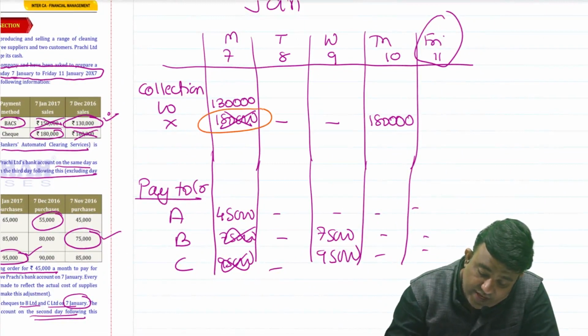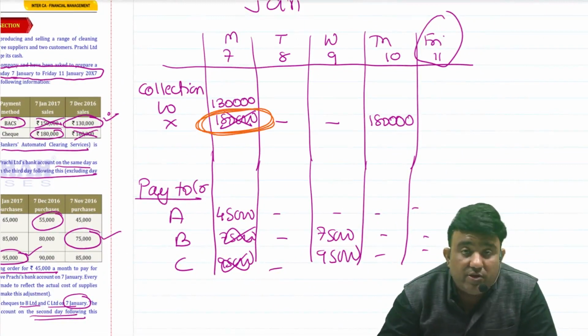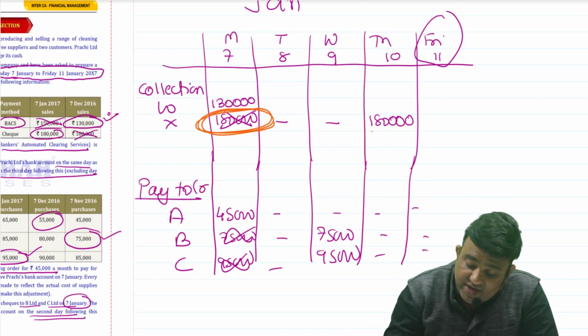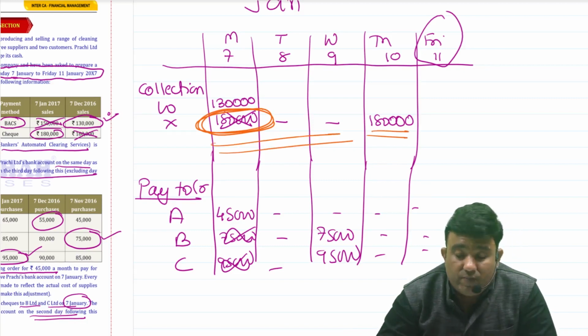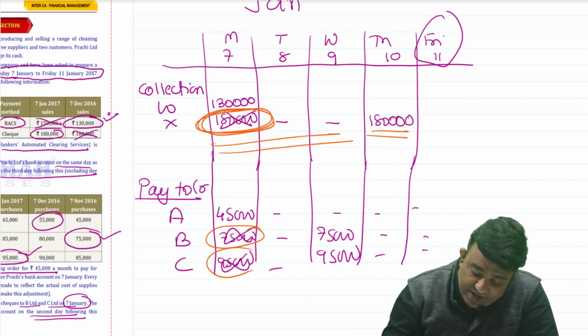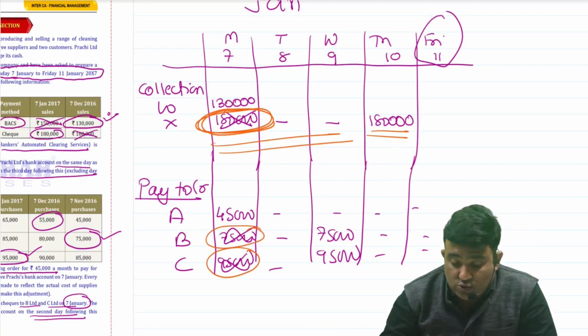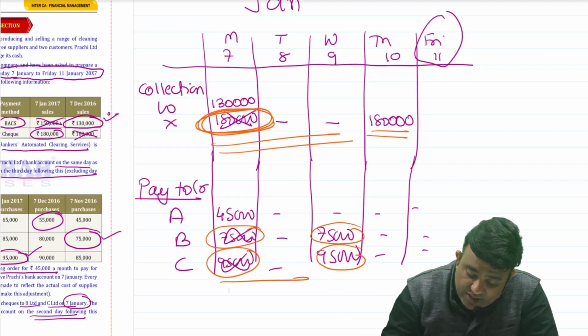So in this 180, I have deposited on 7th, but it is getting credited on 10th. So 3 days, student, it is going to be float. Same with this 75 and 95. The check is issued on 7th, but the amount is leaving my account on 9th. So 2 days this will be my float.